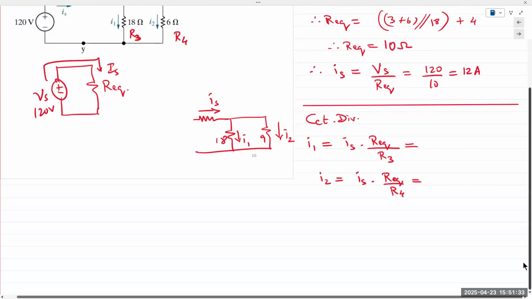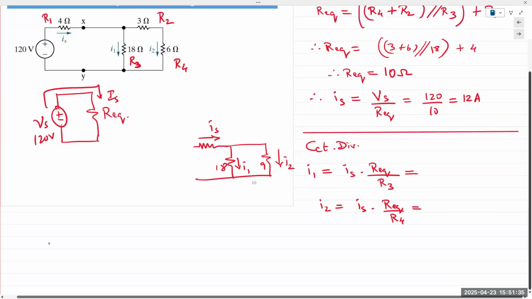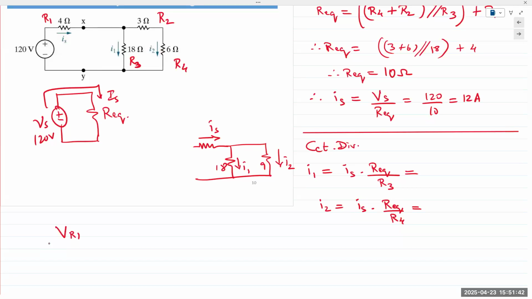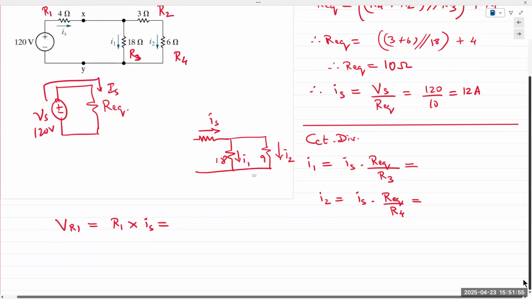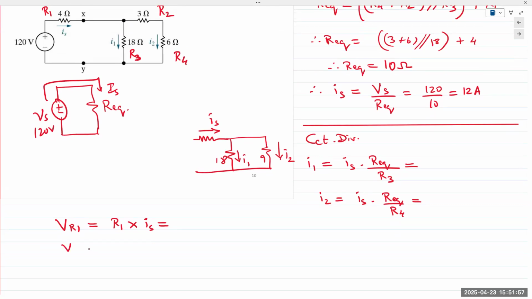We can also find those values by determining the voltage VR1. Okay, VR1 is R1 times IS, right? So you can calculate that. And then let's say VR3. If you apply KVL, VR3 would be VS minus VR1.